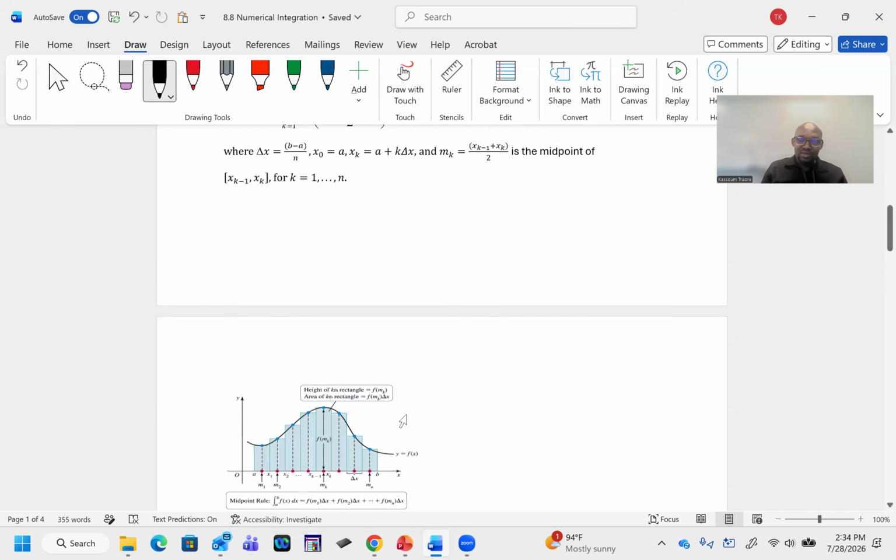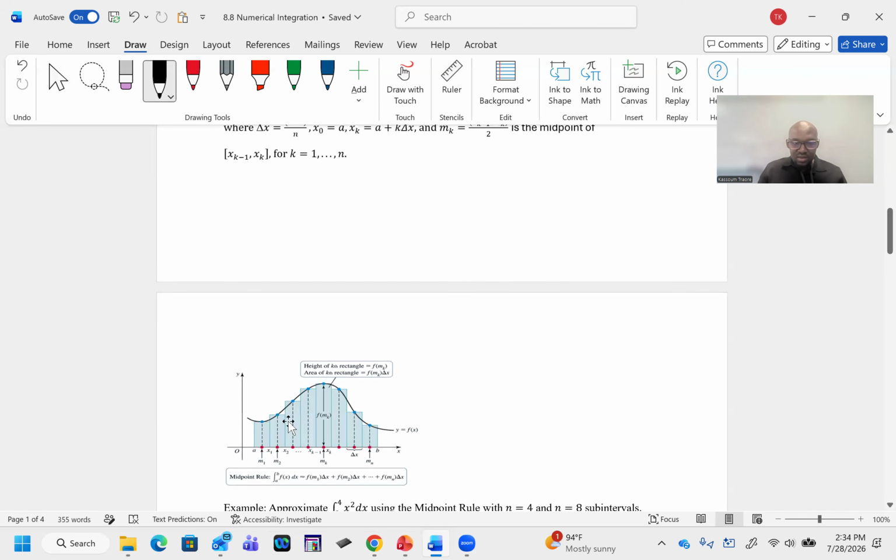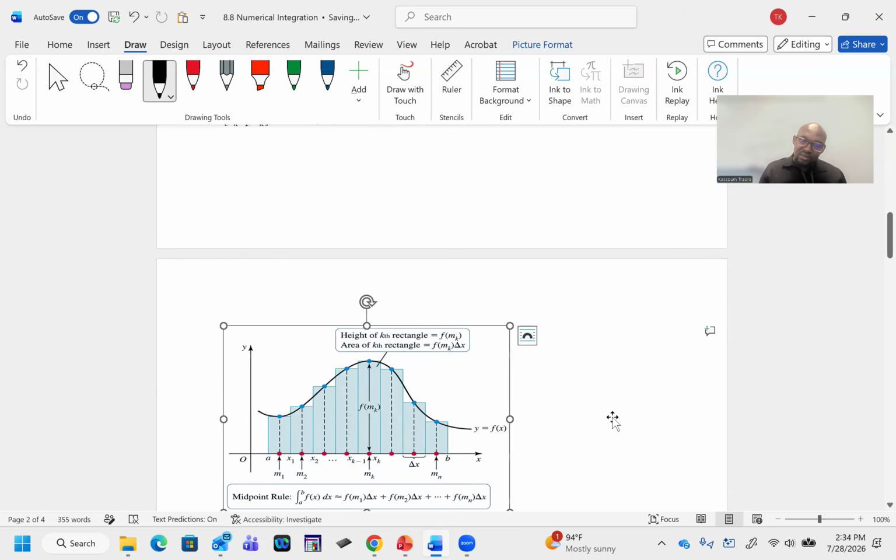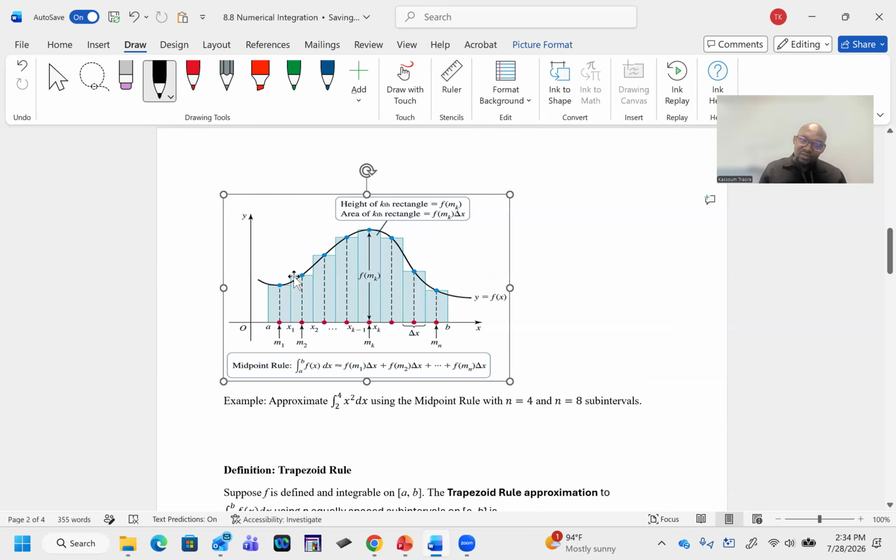So this is what it means. Let me make this bigger so you can see. If we have to find the area from A to B, this is what M1, M2, M3 mean. Those are the midpoints: the midpoint between A and X1 is M1, the midpoint between X1 and X2 is called M2, and so on.